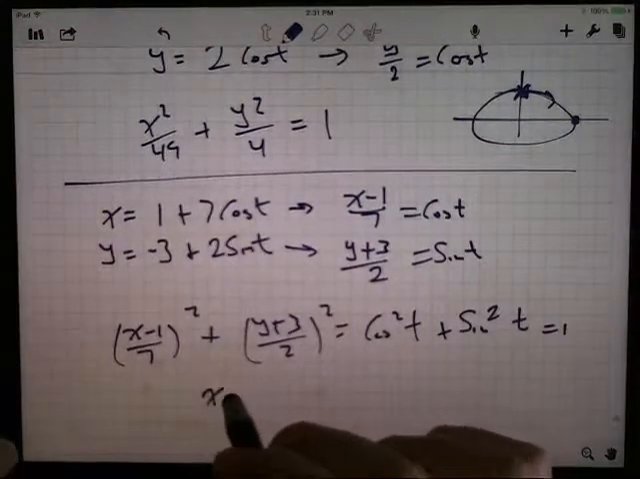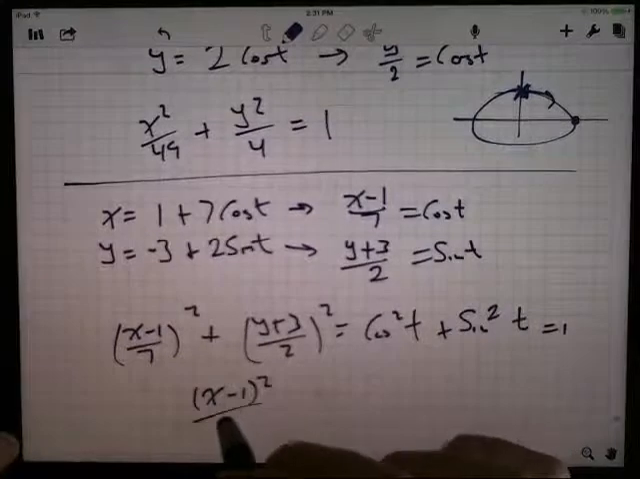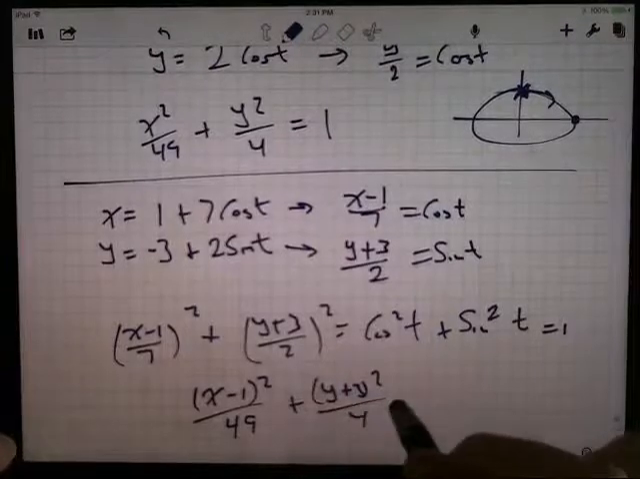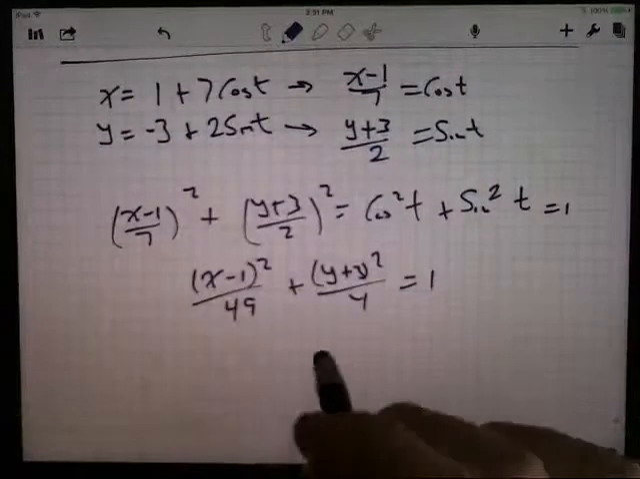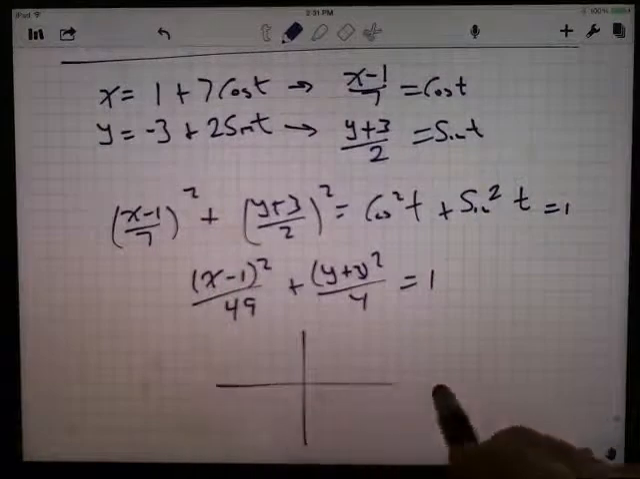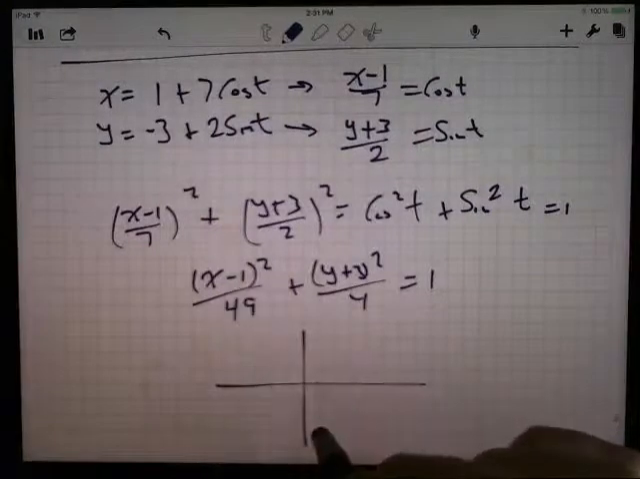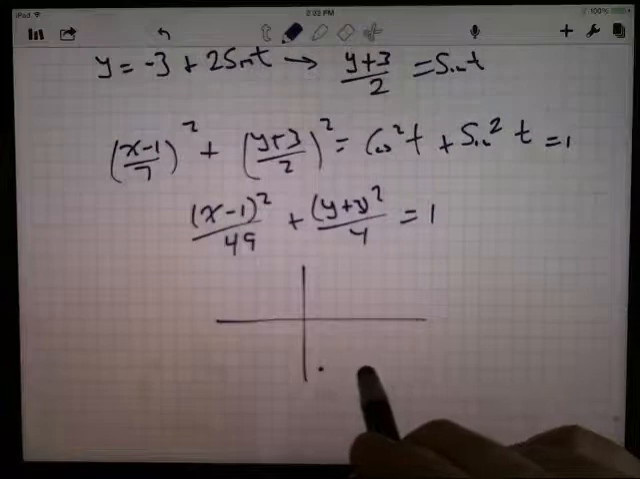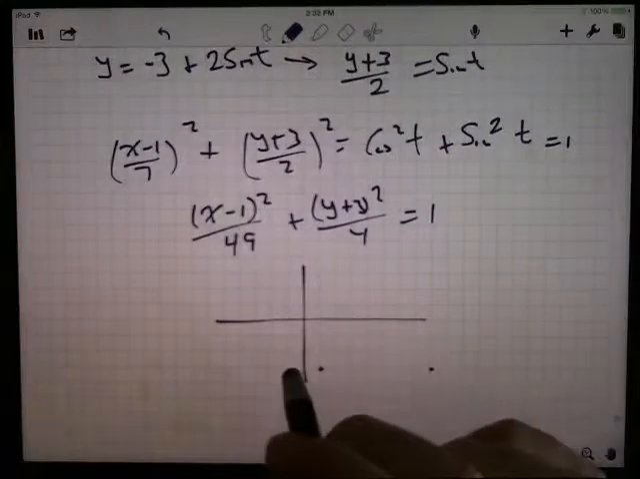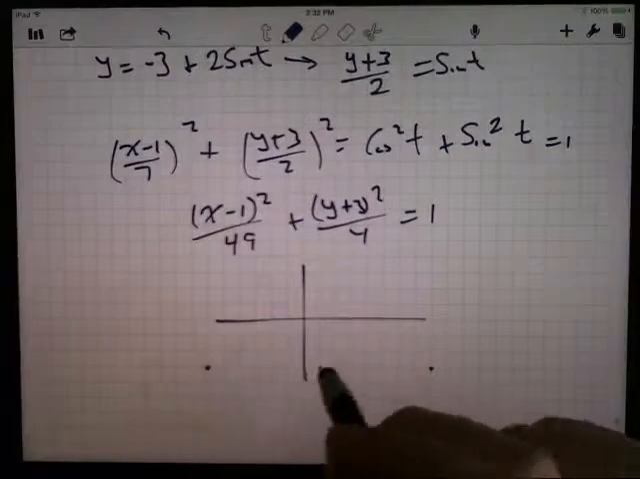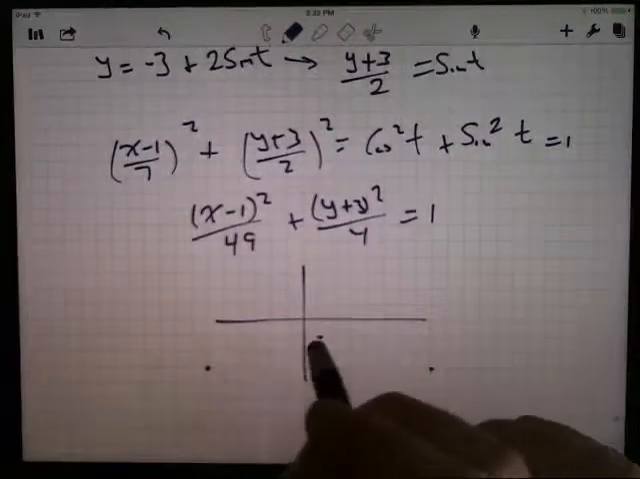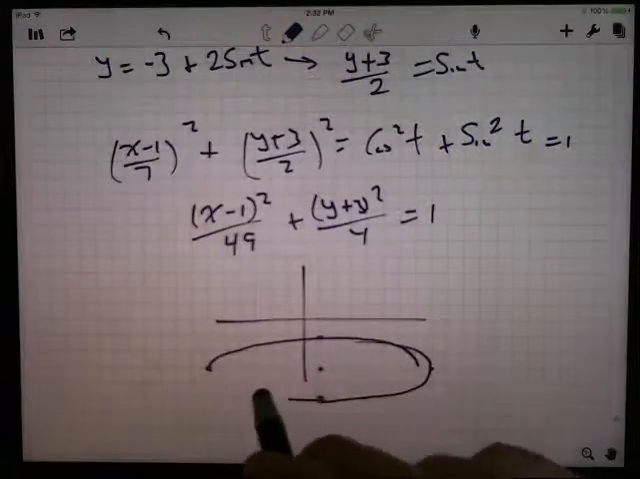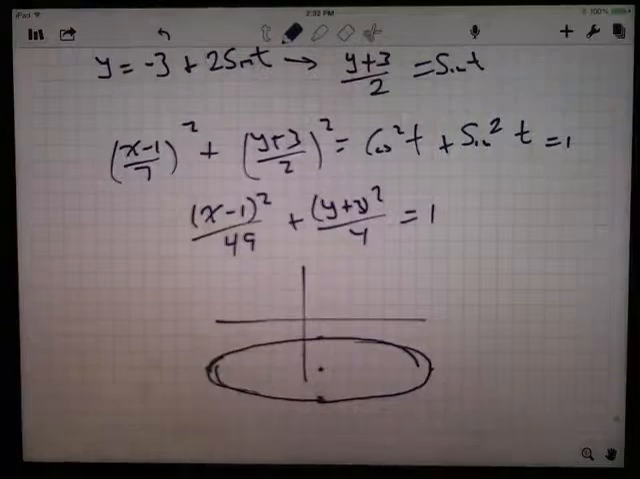So I'm left with the equation (x minus 1) squared over 49 plus (y plus 3) squared over 4 equals 1. And that, from my training in pre-calc 1, I know is an ellipse that's got a center at (1, -3), and it goes back and forth 7 in the x direction. 1, 2, 3, 4, 5, 6, 7. 1, 2, 3, 4, 5, 6, 7. And up and down 2 in the y direction. And so we've got this ellipse. Whoa, didn't quite go long enough. There we go. So you've got that ellipse.